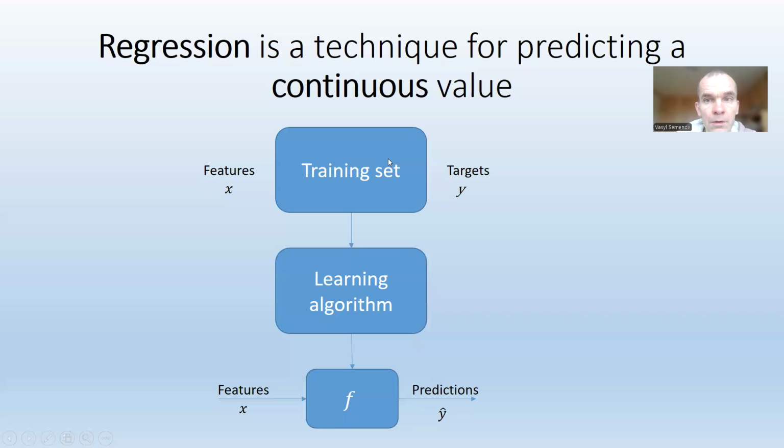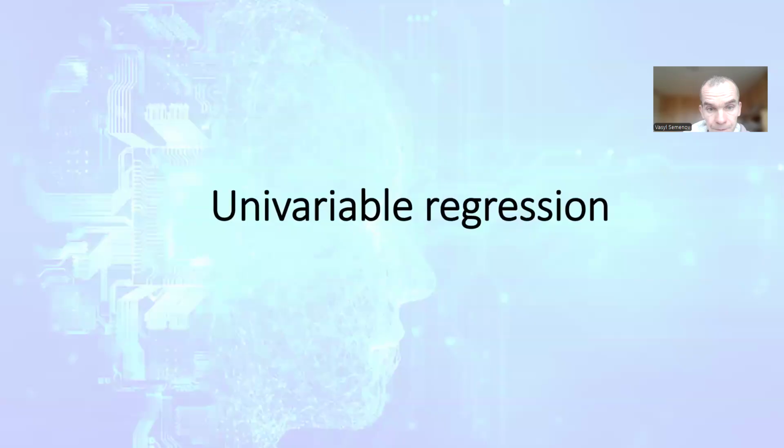So, regression is a technique for predicting a continuous value. For example, we have some set of features, X, and training targets, Y. We want the learning algorithm to be trained so that it would predict for new features X, which did not take part in the training process, as is shown on this diagram. So we want to find some function f, which is linear in regard to the feature x.